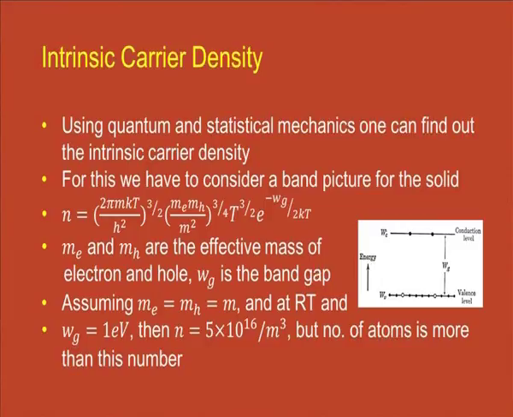In this particular expression, m_e and m_h are the effective mass of electron and hole, and ω_g is the band gap. Now, if we consider m_e equal to m_h, and represent that as m, then at room temperature, if we consider the band gap to be equal to 1 electron volt, the carrier density comes out to be 5 × 10^16 per meter cube, but the number of atoms will be more than the number of carriers in the intrinsic semiconductors.